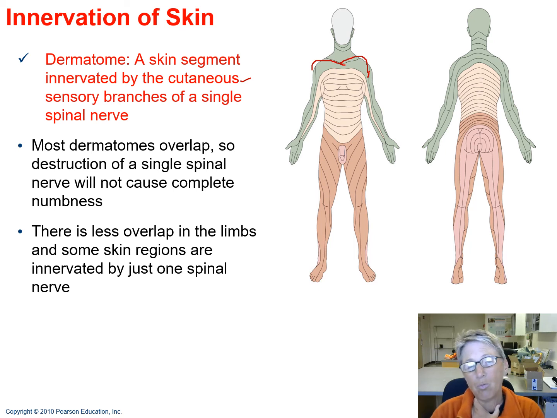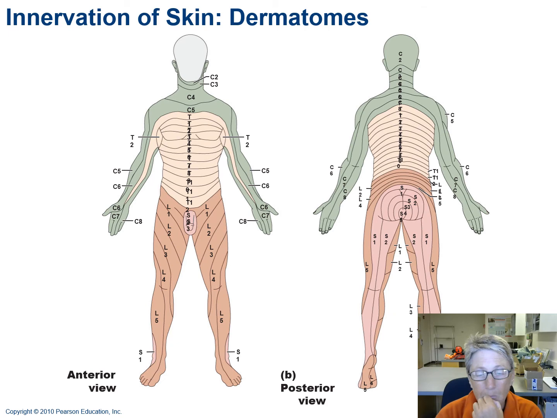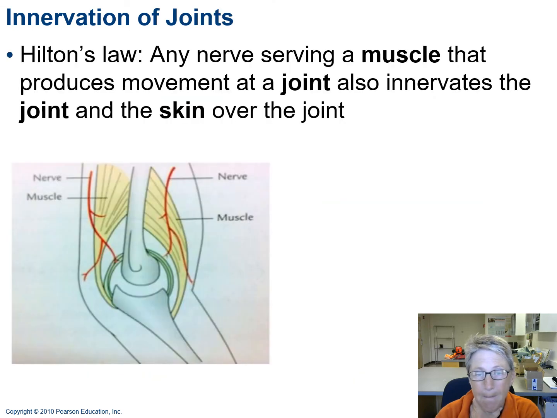So if you destroy a single spinal nerve carrying sensory information, you won't be completely numb in that area. So this is just a more detailed view of the dermatomes of the skin. And then one last slide, innervation of joints.